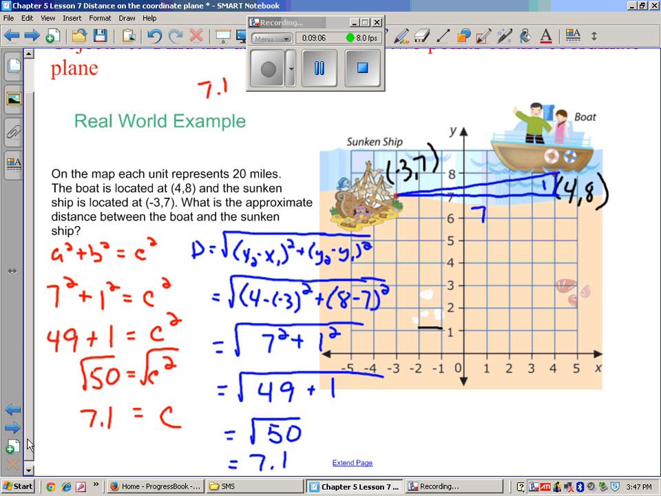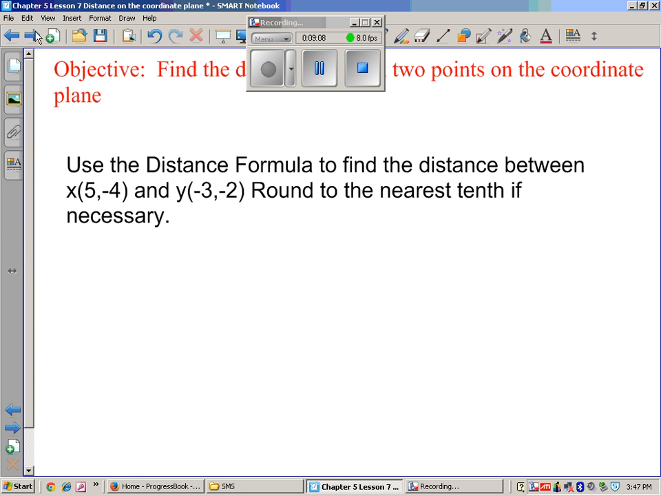Okay, let's take a look at one more example we have. In our last example, using the distance formula, find the distance between (5, -4) and (-3, -2), round to the nearest tenth if necessary. So here we have nothing to go off of on a coordinate plane, so we couldn't really use the Pythagorean theorem. So now here's where we have to use the distance formula.